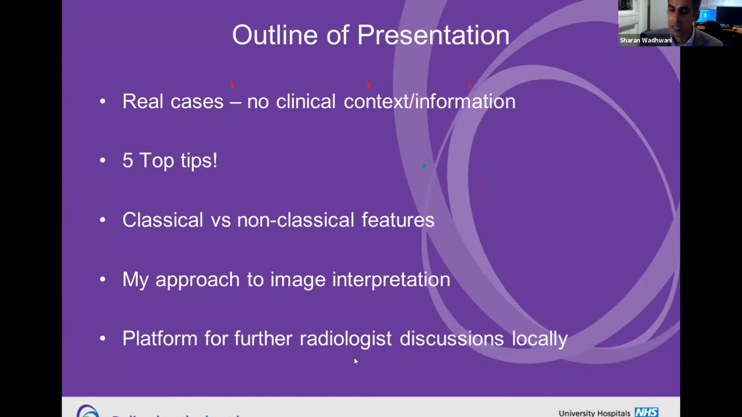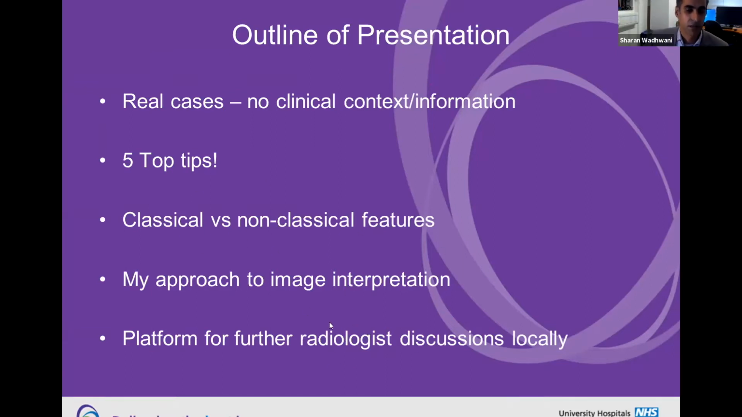I'm not going to give you any clinical context or information, not because I'm a vindictive radiologist sitting in a dark room, but because I like to look at imaging without bias. I like to look at the imaging first, make my mind up about what I think is going on, and then add in the clinical information that hopefully supports what I thought in the first place. If it doesn't, it's left field, and then I need to look again. But I like to approach it from a baseline with no initial bias.